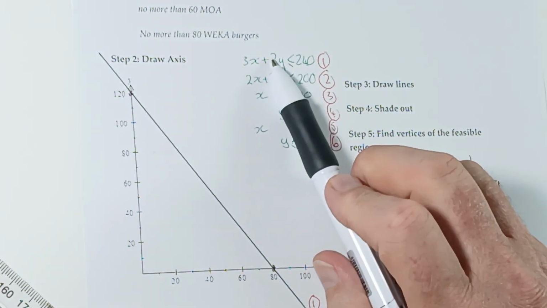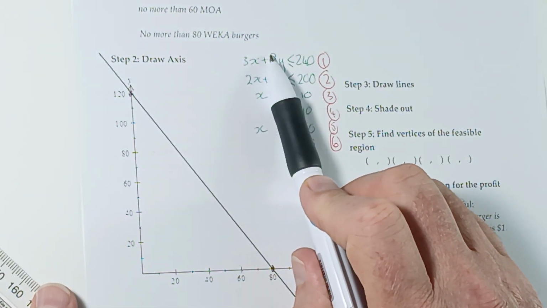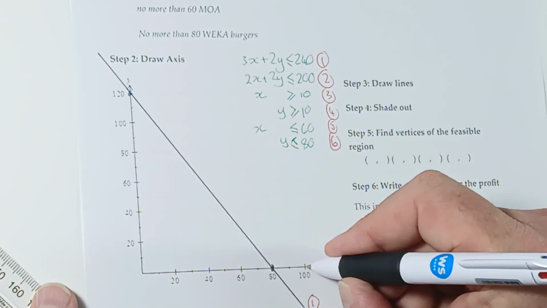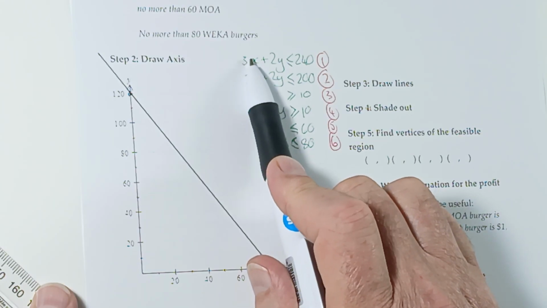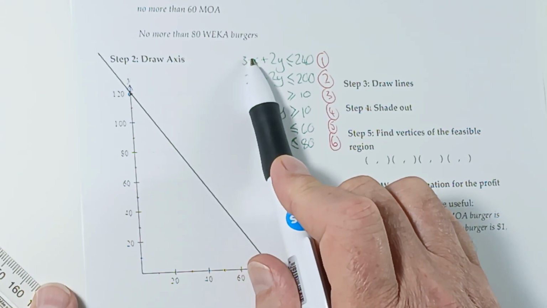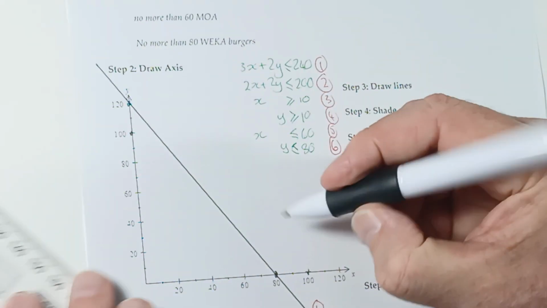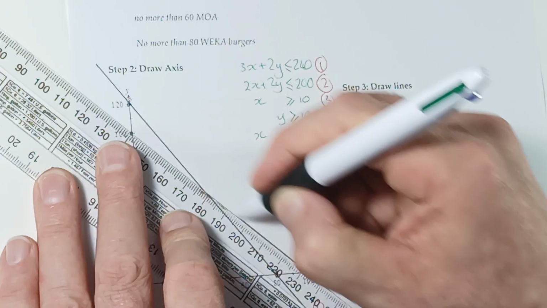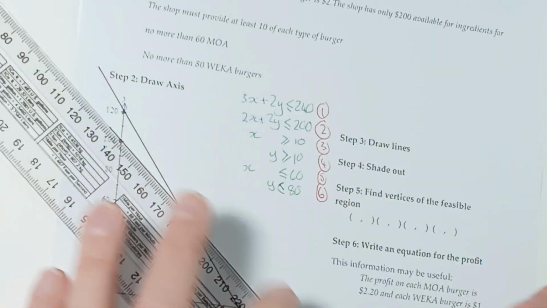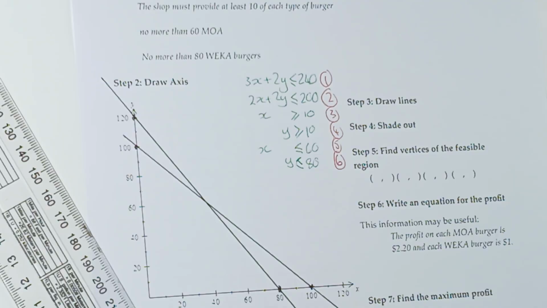Do the same for the next one. For 2x, we're going to set y as 0, x is now going to be 200 divided by 2, which is 100. Setting x as 0, the same calculation on the other side for y will be equal to 100. So we draw lines connecting those 2 points. Go nice and deep so that you can label your lines and find them later on once you've started shading everything out.